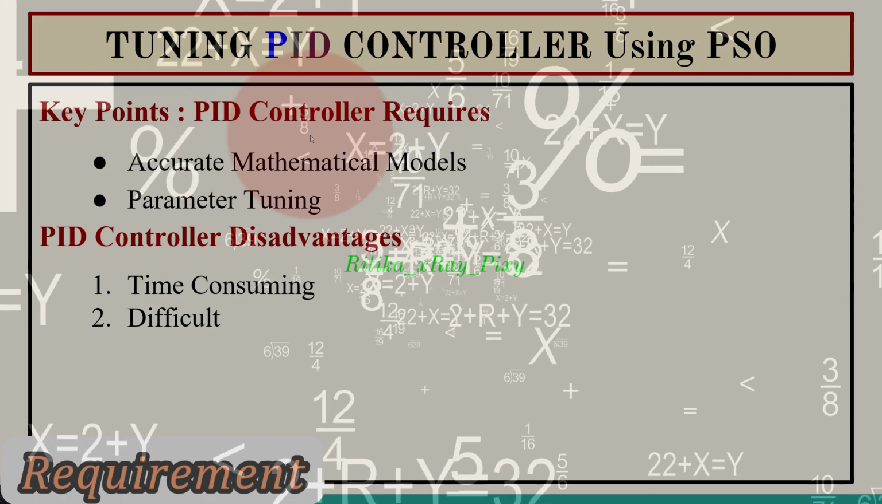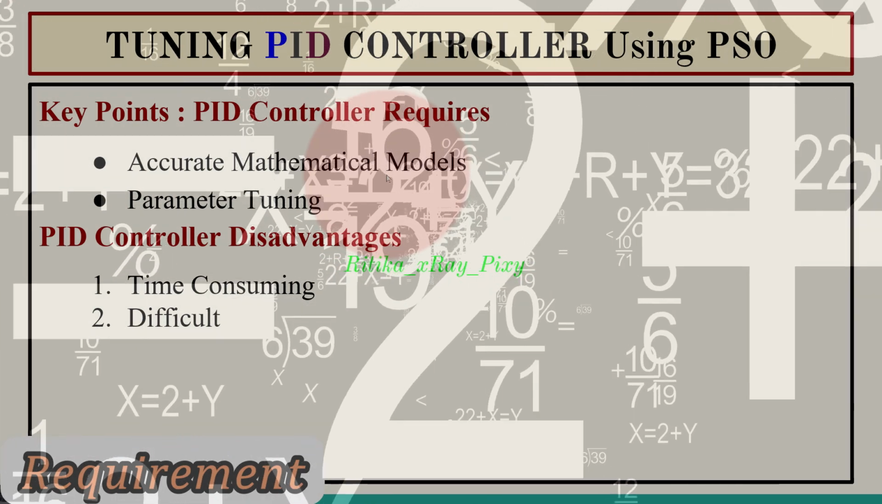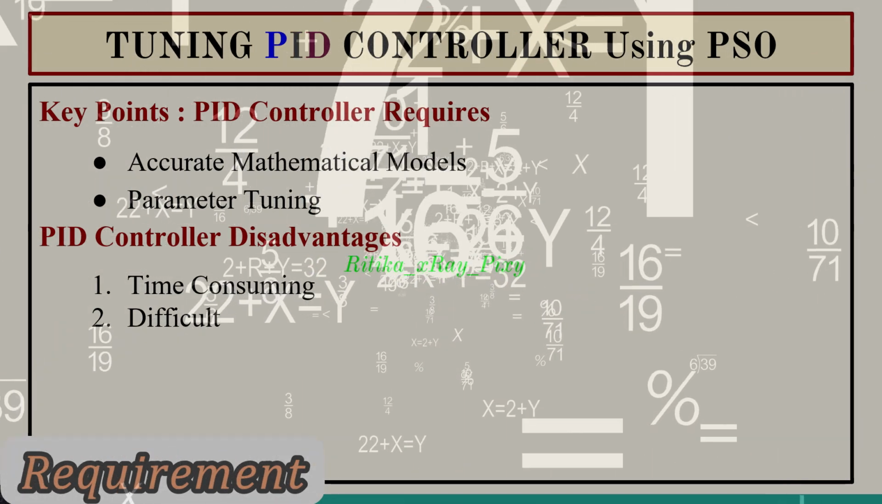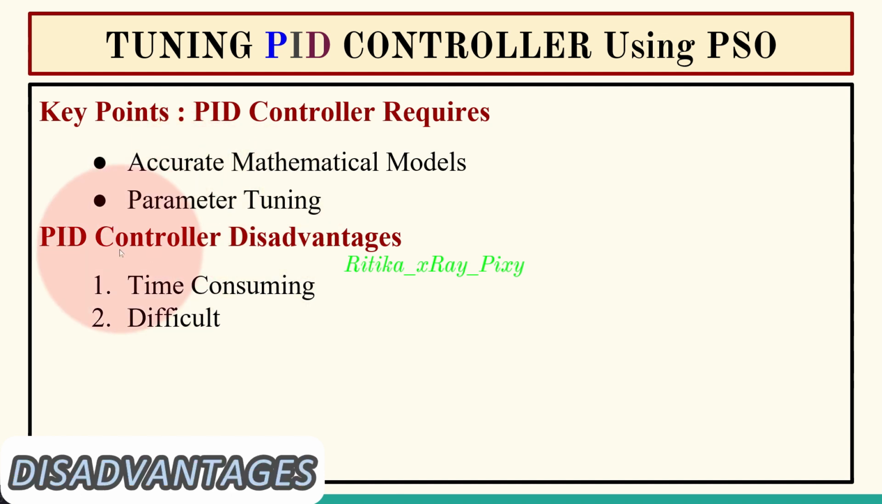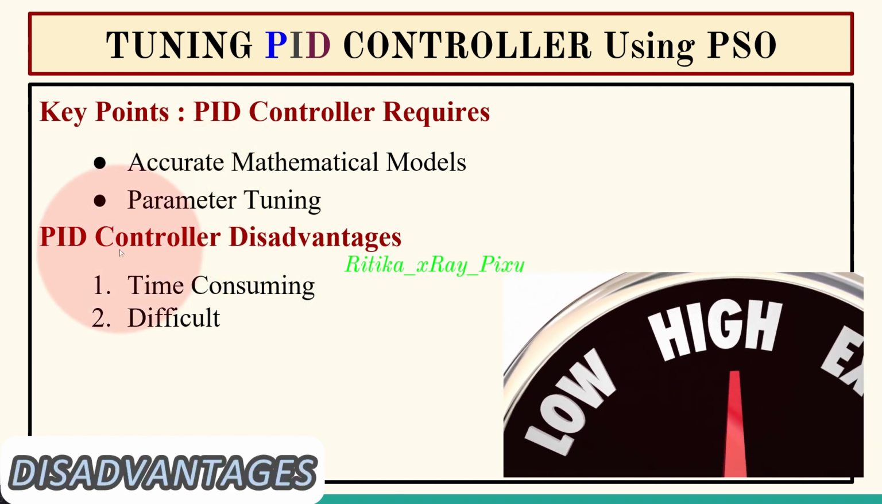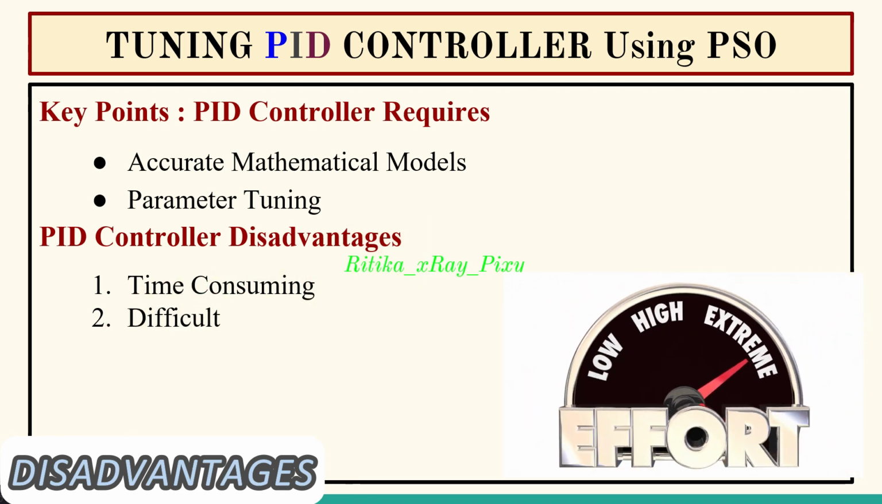Next we have the PID controller requirements. A PID controller requires accurate mathematical modeling of the system and proper parameter tuning, because when system performance is unclear, there is a parameter difference, or we can say a fluctuation change. For better results, we need accurate mathematical models and parameter tuning. Next we have PID controller disadvantages. It is a time consuming process and can be difficult to implement.